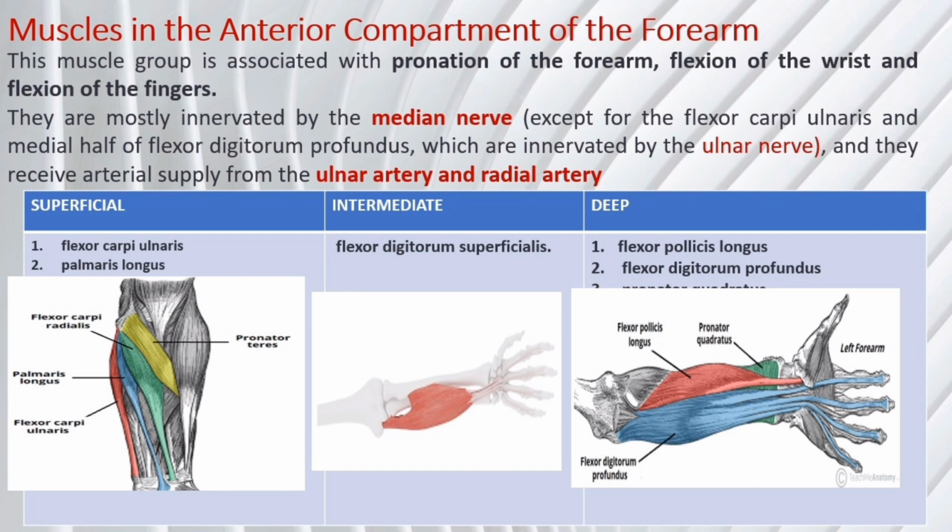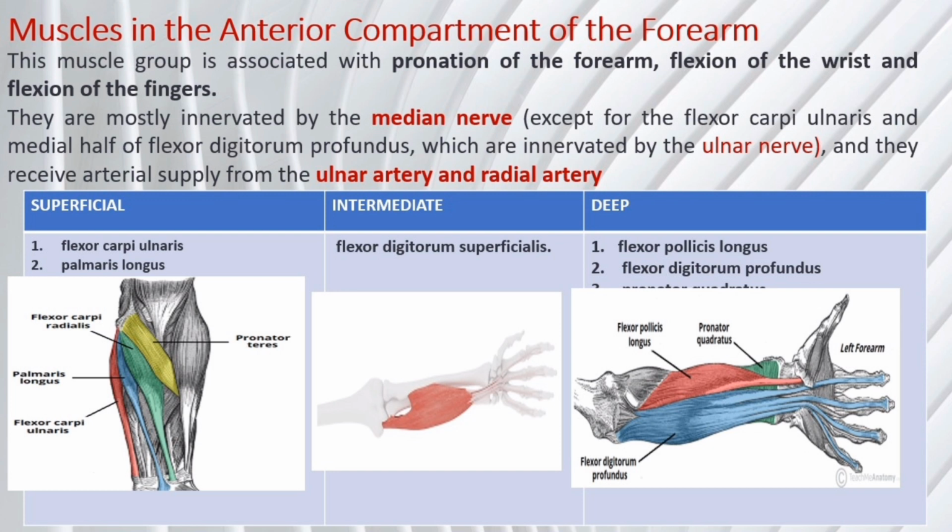Attachments: it has two heads, one originates from the medial epicondyle of the humerus, the other from the radius. The muscle splits into 4 tendons at the wrist, which travel through the carpal tunnel, and attach to the base of the middle phalanx of the 4 digits. Actions: flexes the metacarpophalangeal joints and proximal interphalangeal joints at the 4 fingers, and flexes at the wrist. Innervation: median nerve.